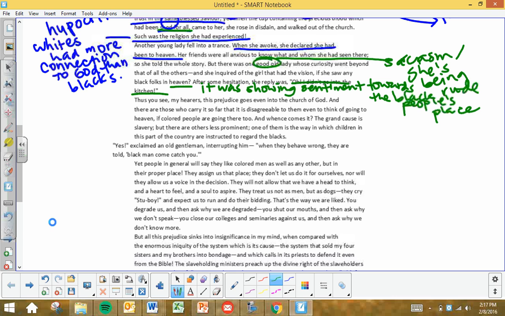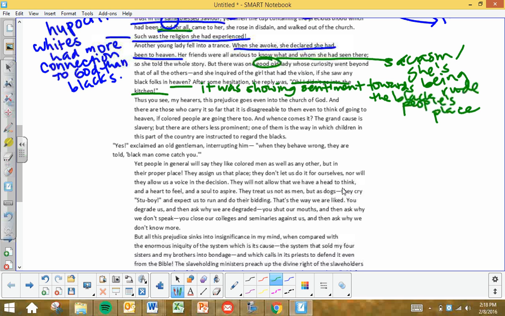The way that we teach our children to think, the cultural ideas that we have that are different, right? So then this is when a man interjects, where he says, "Yes," exclaimed an old gentleman, interrupting him. "When we behaved wrong, they were told, black men, come catch you." So this was a common statement at the time. And necessarily, I mean, it's nothing that we hear anymore, thankfully.